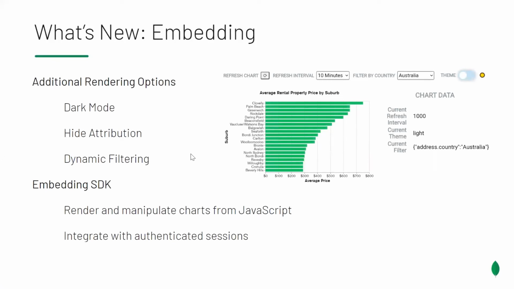features since then. So we had some more options for rendering charts, including dark mode, hiding the MongoDB attribution, as well as dynamic filtering of embedded charts. But the really big news is around the Embedding SDK, which allows JavaScript developers to render and manipulate charts using code, not just iframes, and the ability to integrate with authentication sessions.